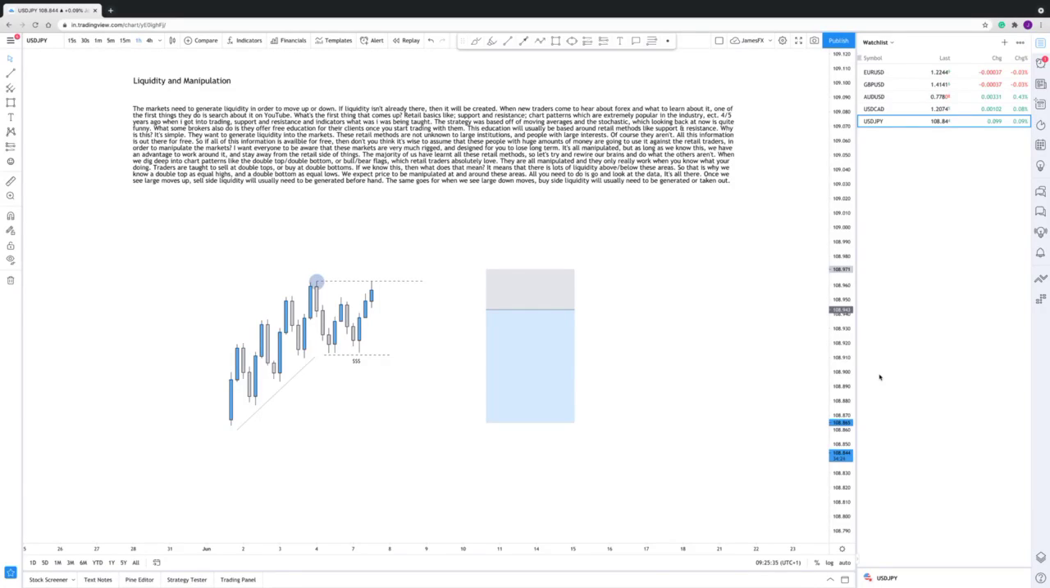So now we've gone through that, what I want to go through is this little pattern that I've created. And what we can see from this pattern is price was pushing up, which looks like an ascending channel. Most retail would see this as an ascending channel.